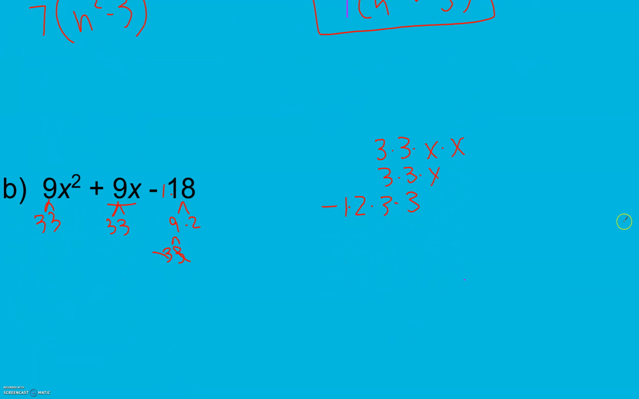If we look here, what I have common is I have a 3 factor in all of them and another 3 factor in all of them. So my common factors are 9. That's my greatest common factor. I can take a 9 out of all of these things. What I have left, my first term is an x squared. My second term is an x, so plus x because it's positive. My third term is a -2.